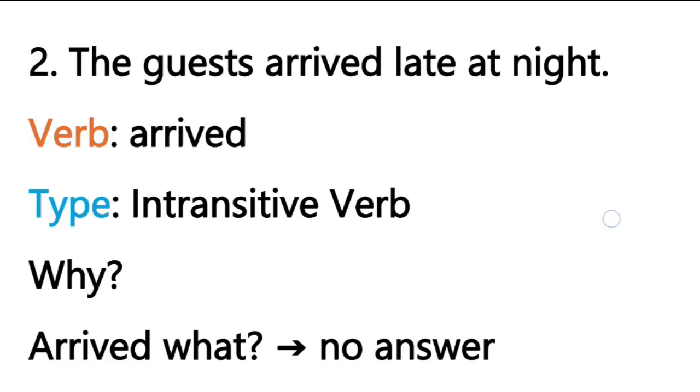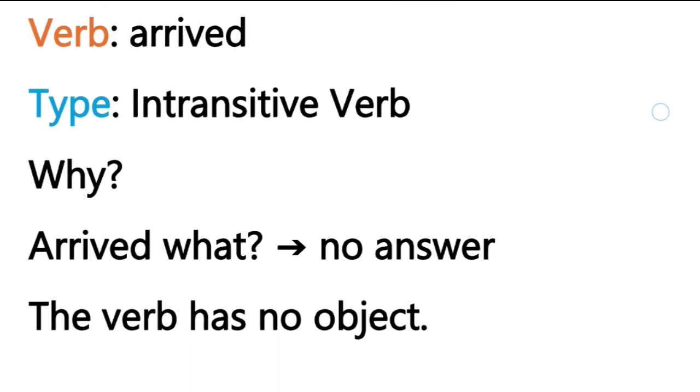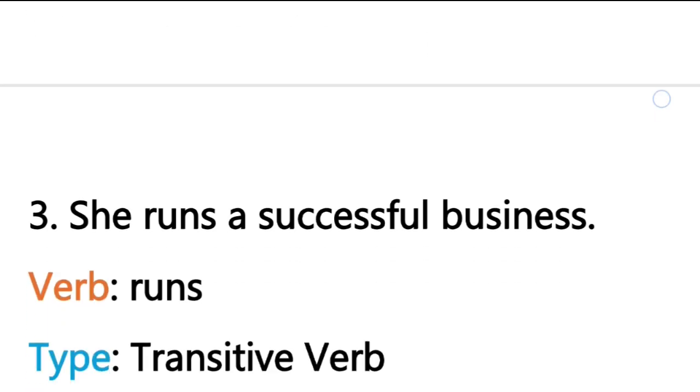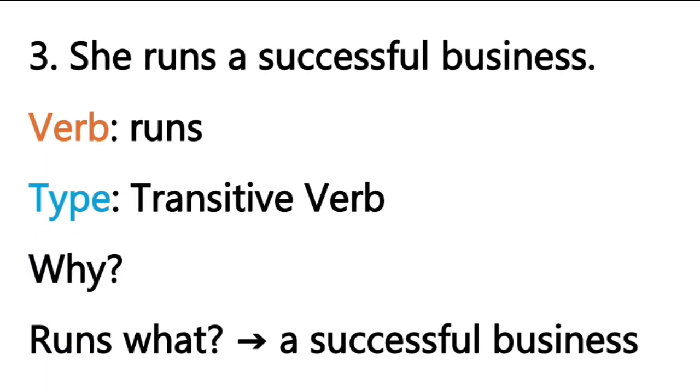In this sentence, the verb is arrived and the type is intransitive because it does not have an object at the end. Why intransitive? Because if we ask the question arrived what, we won't get the answer. Let's talk about question number 3. She runs a successful business.